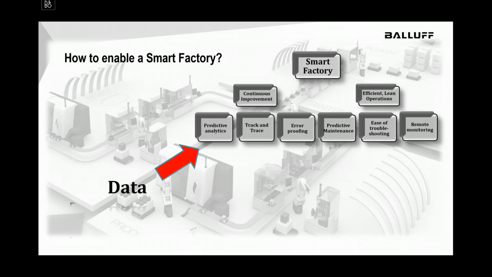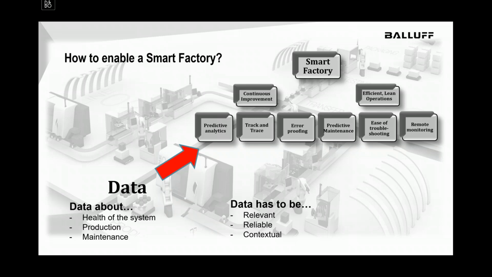And that data comes from multiple sources, but it is about the health of the system, the production data, the maintenance data. The key point is that data has to be relevant, reliable, and contextual. If I just tell you my sensor is reading 50 degrees Celsius, I don't know if it's high temperature or low temperature until I put a context to it. For my process, my temperature range is up to 45 degrees Celsius, and I'm reading 50 degrees Celsius. Now that's high.